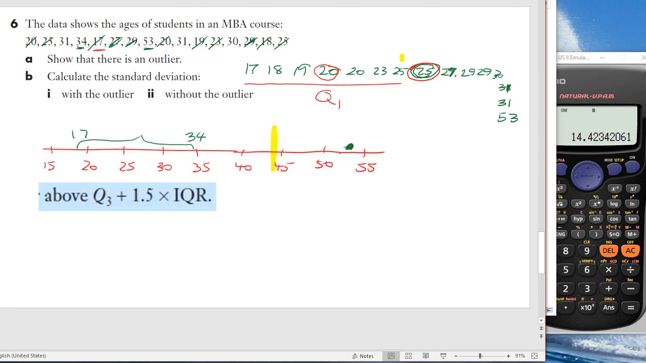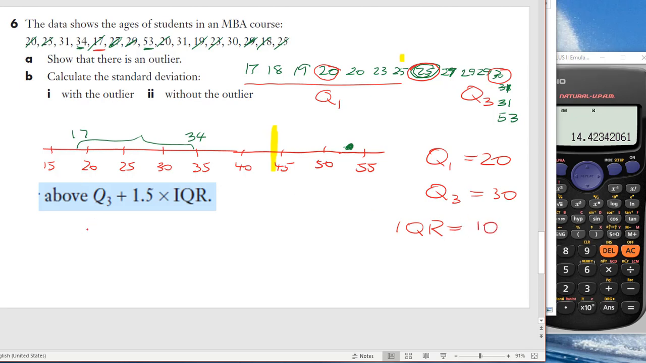If we do the same up here, look for the middle score. There's our middle score. It's broken the top half in half, so that is our Q3. So Q1 equals 20, Q3 equals 30. Now the interquartile range is Q3 take away Q1, nice round number of 10.